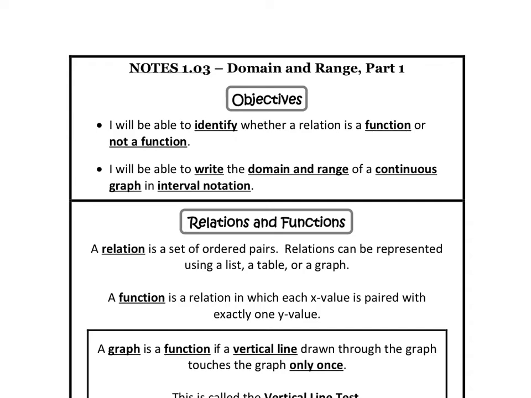Good morning, guys. Today we're going to continue on our notes. This one is titled Notes 1.03, Domain and Range, Part 1.